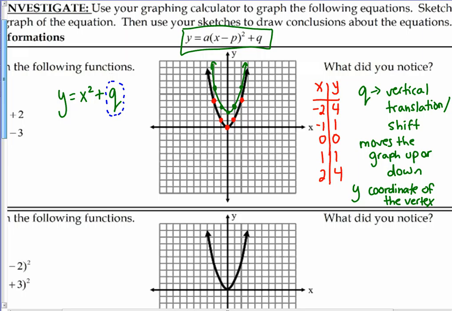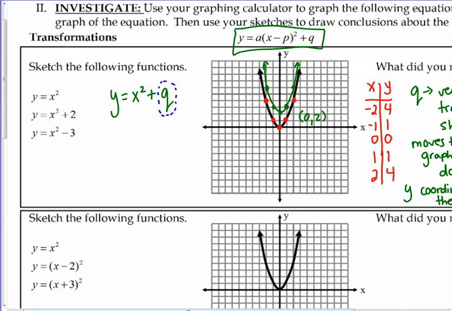So notice that the vertex here of this green graph is 0, 2. I don't know if you can read that. Probably not. Yeah, so let me just move it. I lost a point, but that's okay. Okay, so 0, 2 was the vertex. So just really quickly, what do you think x squared minus 3 will look like? 3 lower. Beautiful. 3 lower, 3 lower.